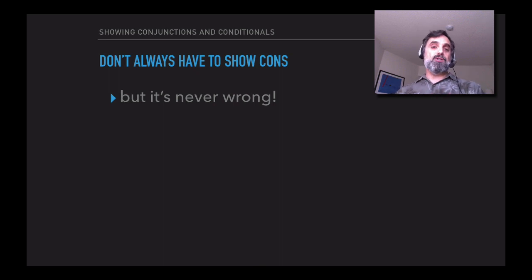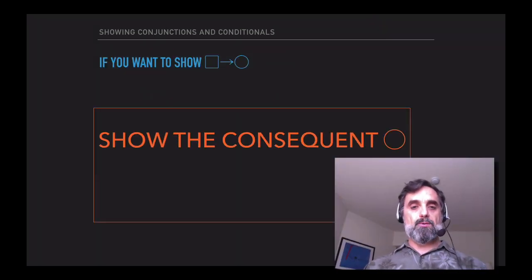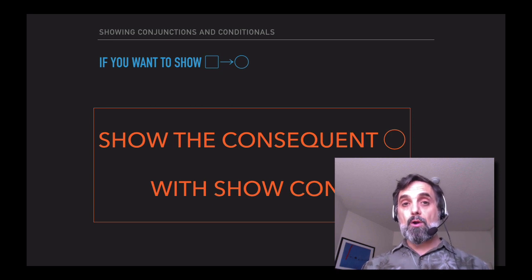It might make your derivation longer than is necessary. You've shown lots of conditionals without having done show consequent, but doing show consequent will never send the derivation in a wrong direction. It will only, at worst, give it a few extra steps. So if you want to show box arrow circle, show the consequent circle, and use show cons to do it.